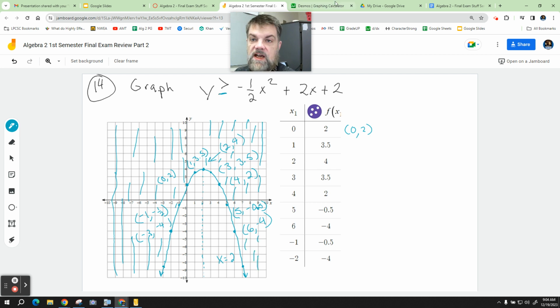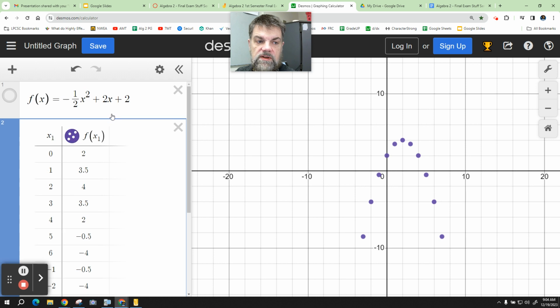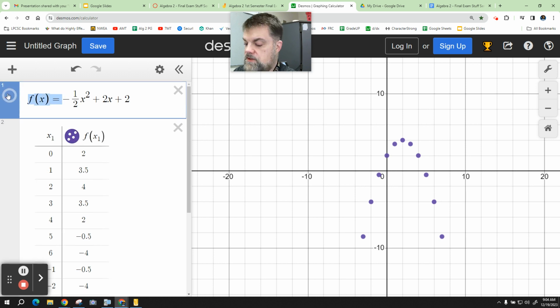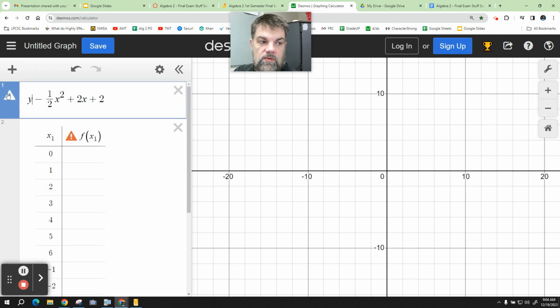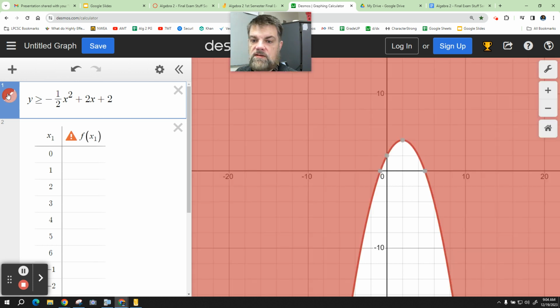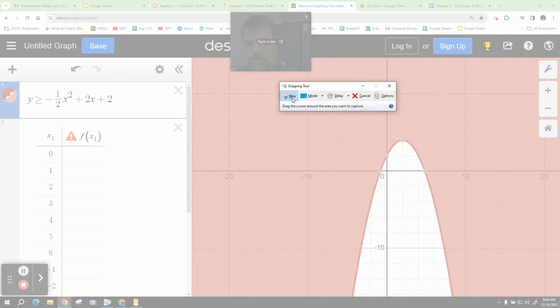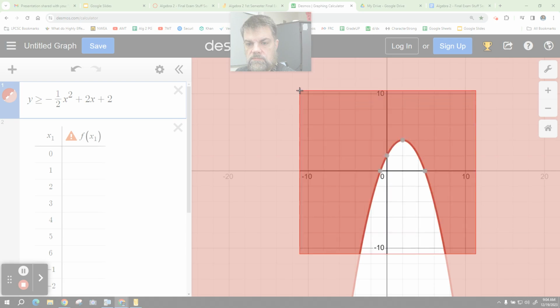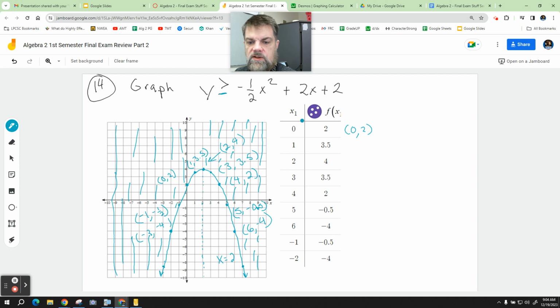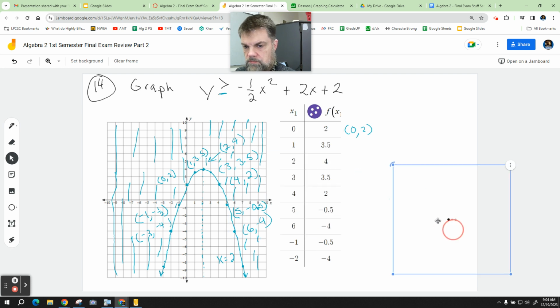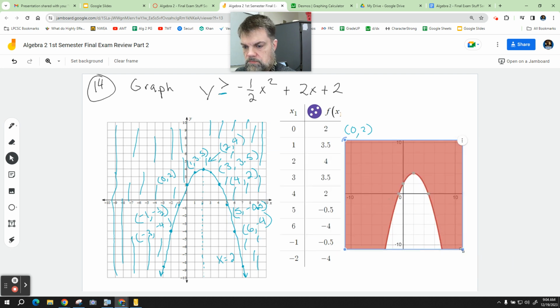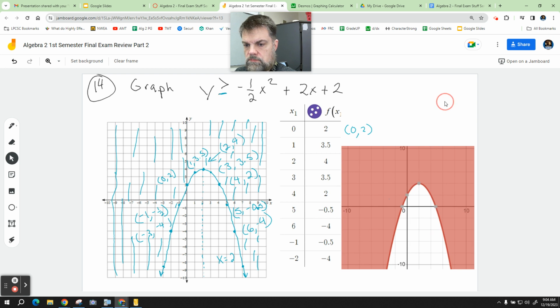Now, if you're curious what that looks like, we could go to Desmos and just change this to y is greater than, and then if I hit the equal sign, it just automatically changes it to that. Boom. There it is. So let me take a screenshot of that so you can see that. And we'll put that in the notes. And that's it.